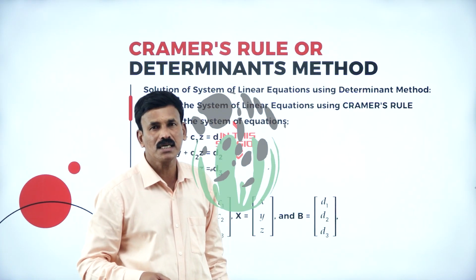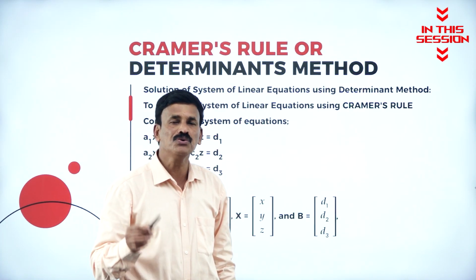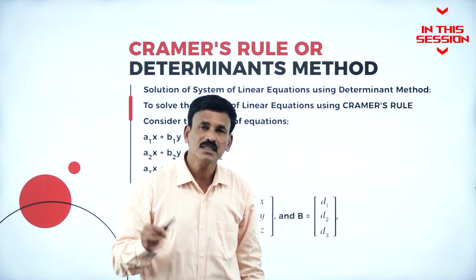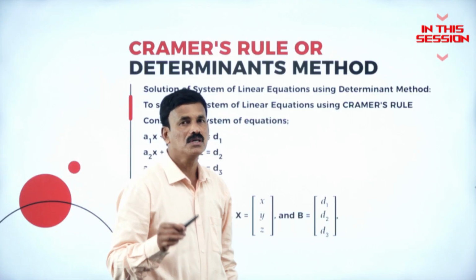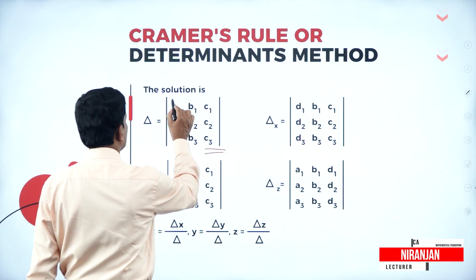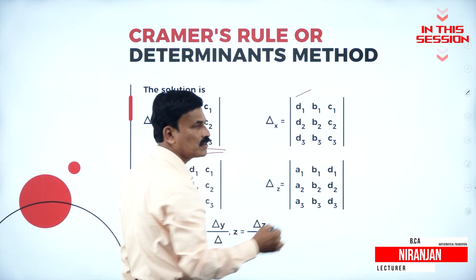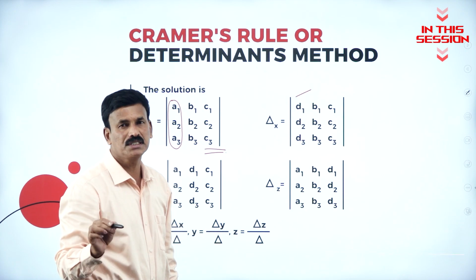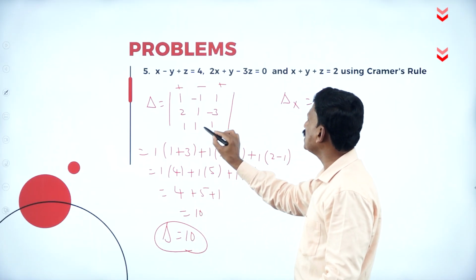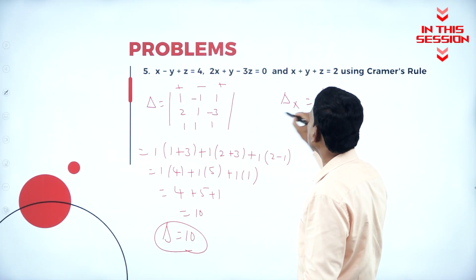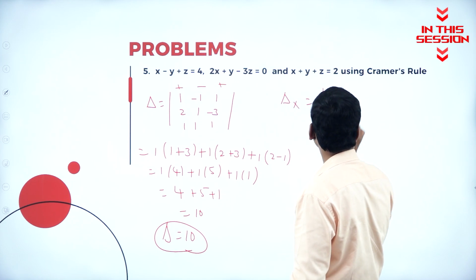Solving the simultaneous equation using determinant method is called Cramer's rule. Delta x means this first column A1, A2, A3 is replaced by the constant column D1, D2 and D3. So first column 1, 2, 1 is replaced by the constant column 4, 0 and 2.